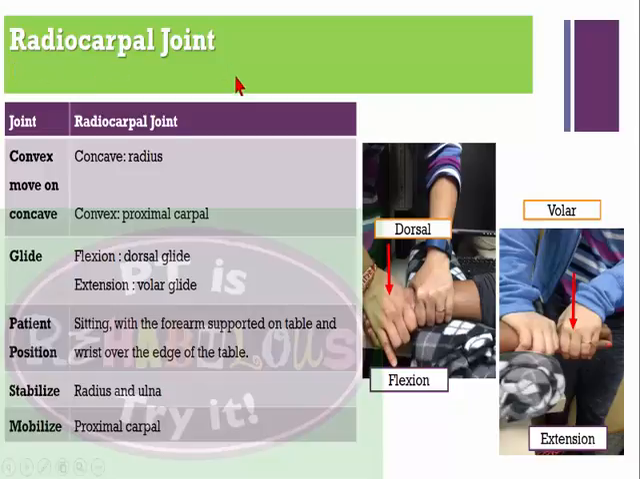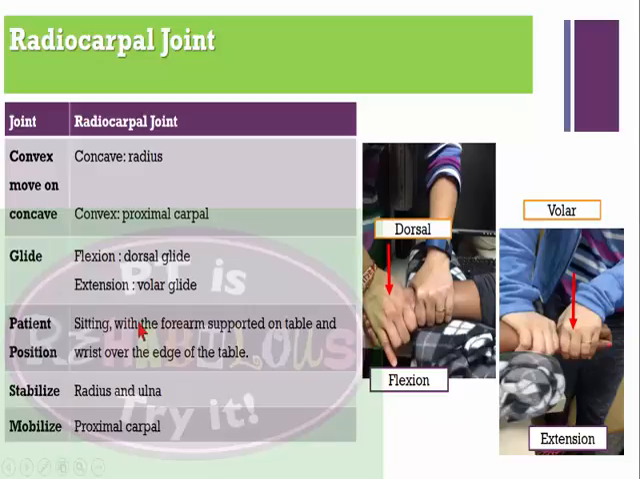Let's learn radiocarpal joint flexion and extension glide. For that, the convex surface moves on the concave surface. The convex surface is the proximal carpal bone, and the concave is the radius. For flexion, we will give a dorsal glide. So first distraction, then give a dorsal glide. That will improve your flexion, and the volar direction glide will improve your extension.